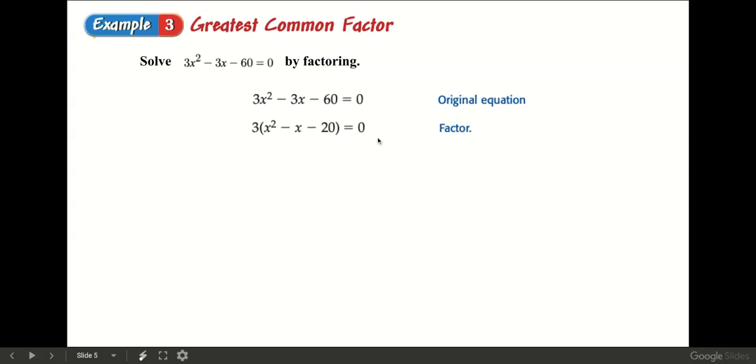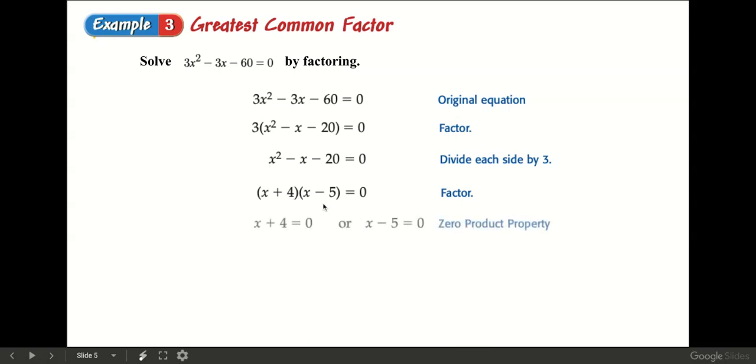Now I can divide by 3 on both sides to get rid of this 3, and it would just give me x squared minus x minus 20 equals 0. And then I can go ahead and factor this again. So again, using my basic factoring techniques, I could factor this into x plus 4 times x minus 5. So if this times this equals 0, then again, we can assume that either x plus 4 has to be 0 or x minus 5 has to be 0. And I would solve each one, and I would get that x equals -4 or x equals 5. So that would be my solution set. My solution set would be -4 and 5. Those would be my two answers.